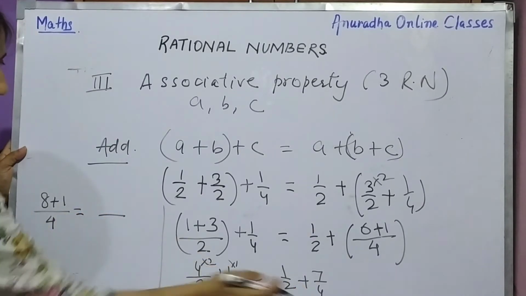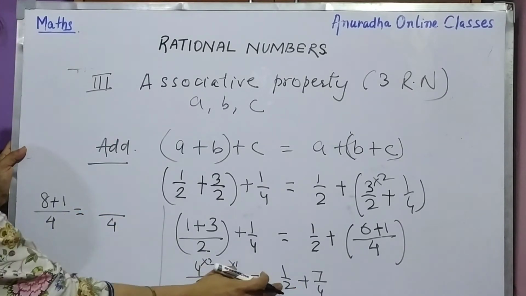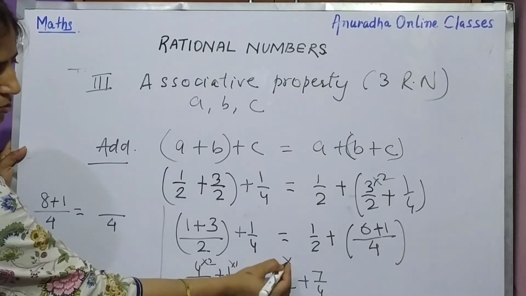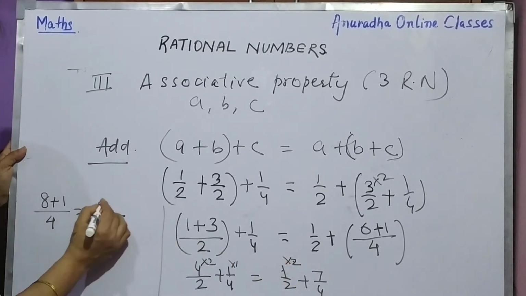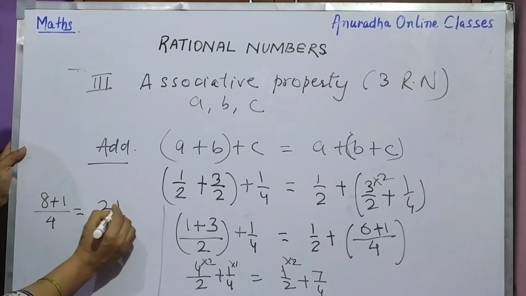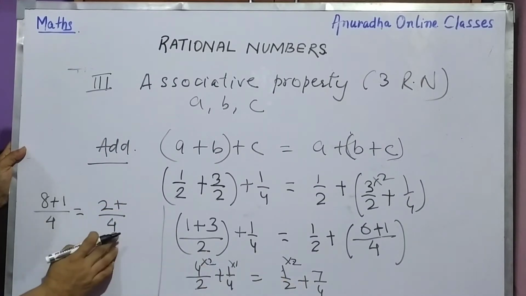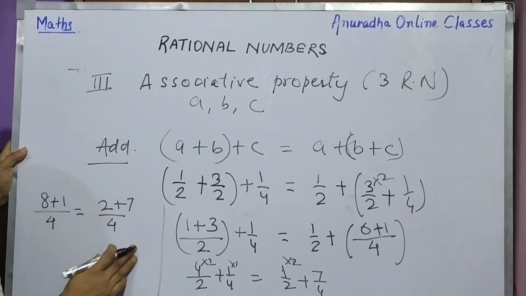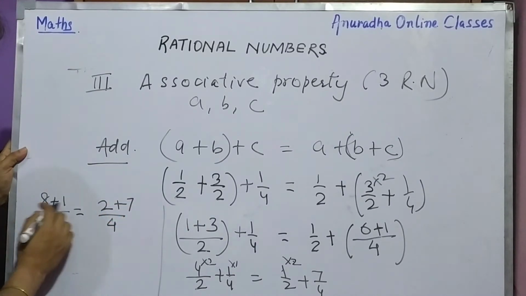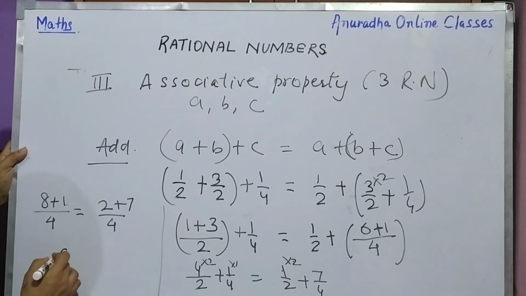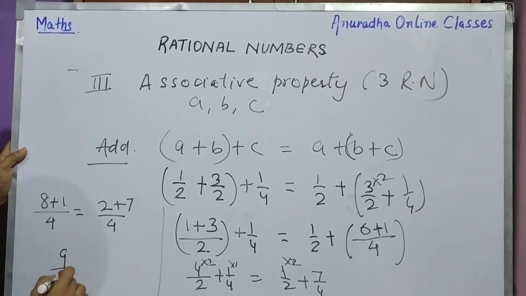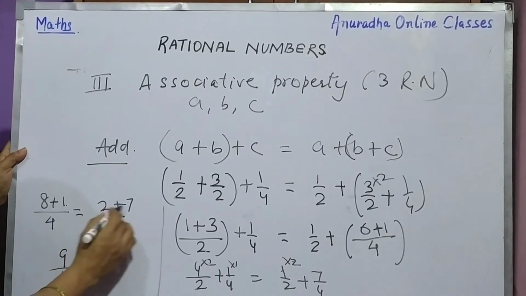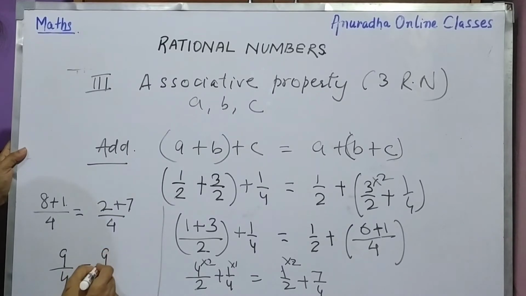यहाँ पे भी आपका LCM कितना आया? 4 आया. अब 2 कितने से 4 होगा? 2 2s are 4 होगा, तो into 2 क्या? 1. This is 2 plus 4 कितने से 4 होता है? 4 1s are 4, so 7 into 1 is what? 7. Right? 8 plus 1 is 9 upon 4. That is equal to 2 plus 7 is 9 upon 4.